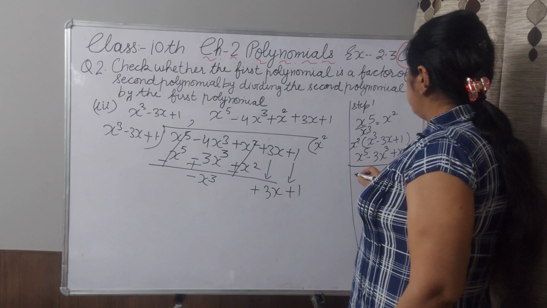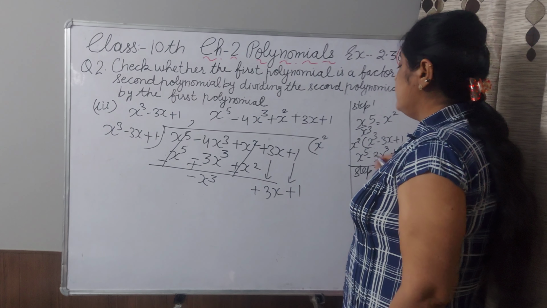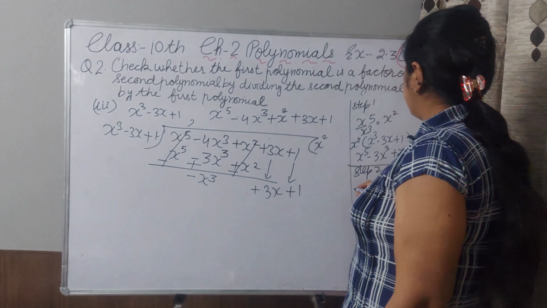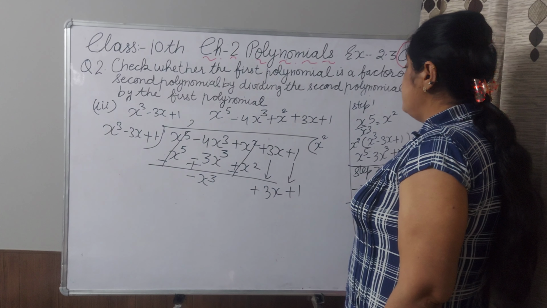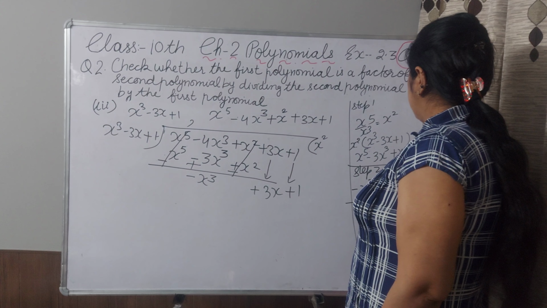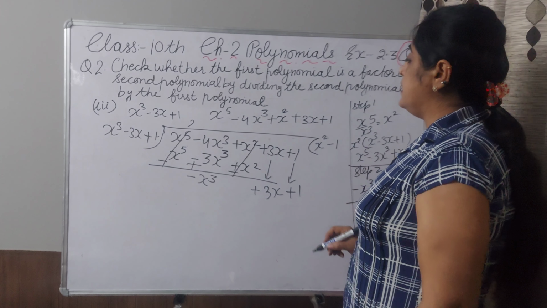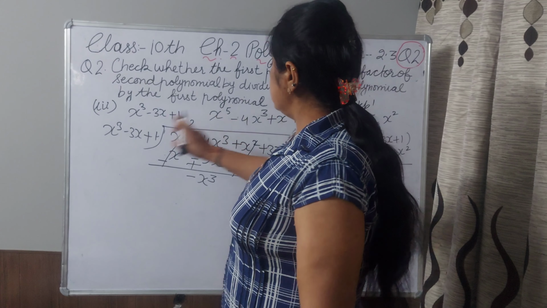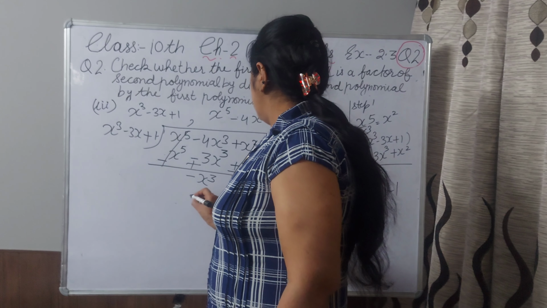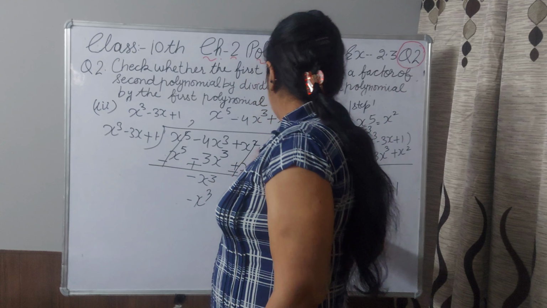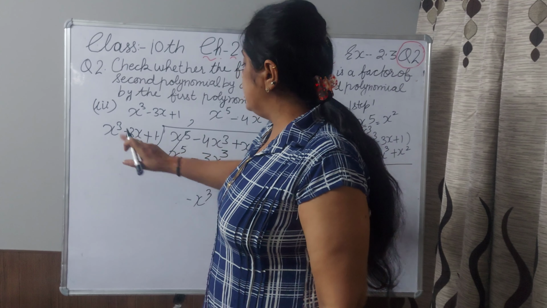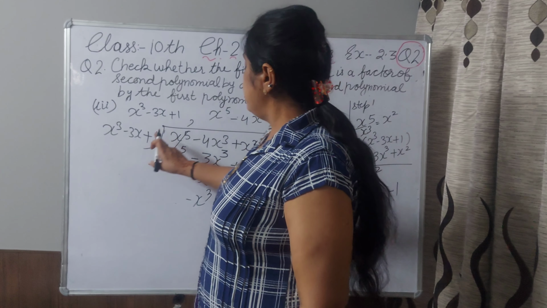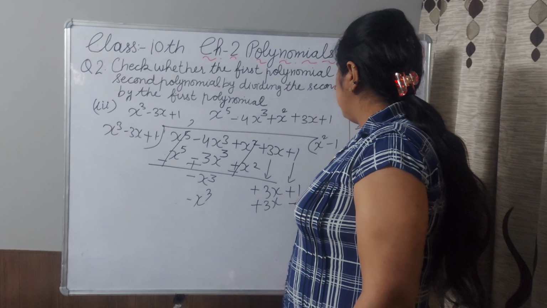Now step 2. This first term divide by divisor first term: minus x cube divide by x cube, you will get minus 1. Write minus 1 here. Minus 1 multiply by this divisor: minus 1 multiply x cube, minus x cube; minus 1 multiply minus 3x, plus 3x; minus 1 multiply plus 1, minus 1.